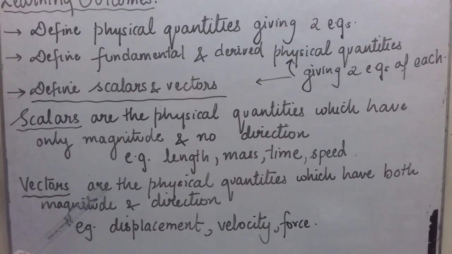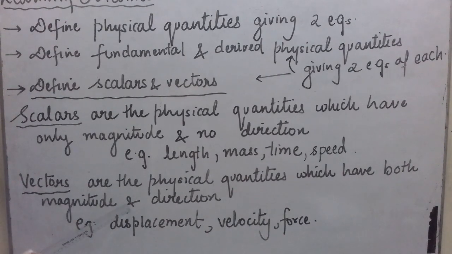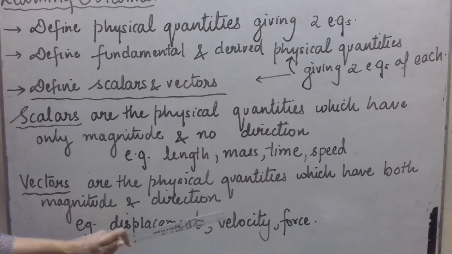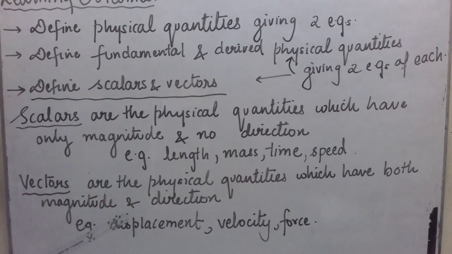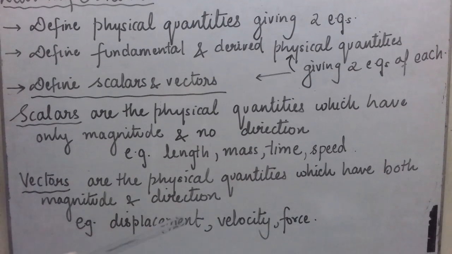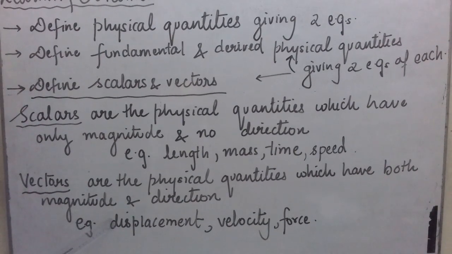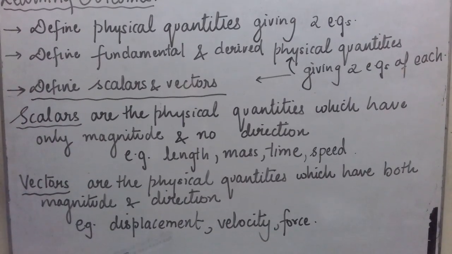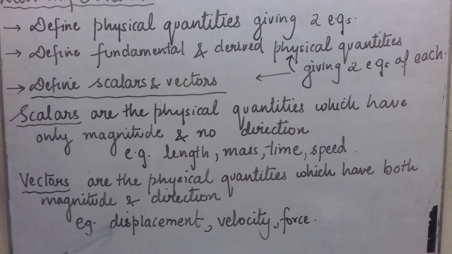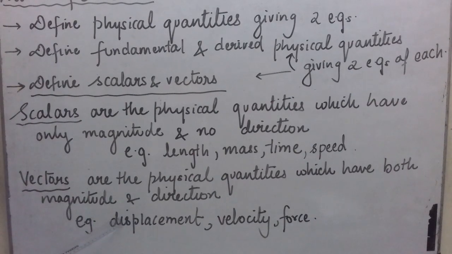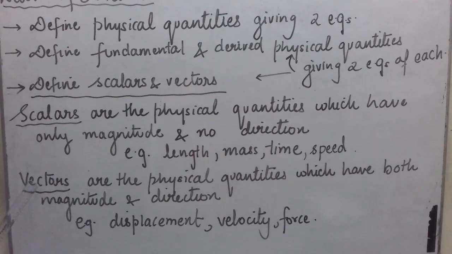Vectors are the physical quantities which have both magnitude and direction. For example, displacement, velocity, force. These are the physical quantities which not only have magnitude, but they also have direction. Like for example, consider force. When we say apply a force of 2 Newton on an object, obviously we should know in which direction we have to apply the force. For example, in order to open the door, you have to apply a force, but you should know in what particular direction. So, as these physical quantities have magnitude as well as direction, we can say these are examples of vectors.